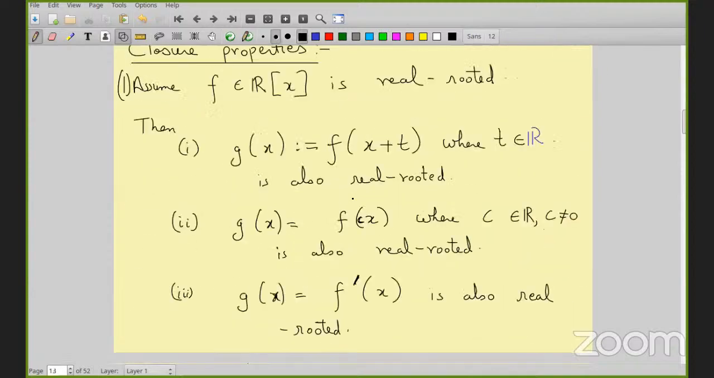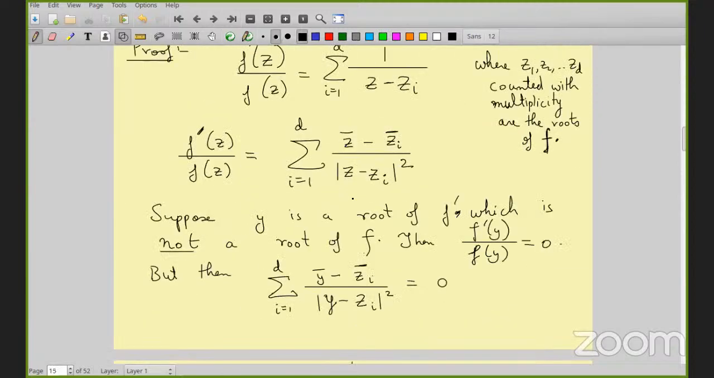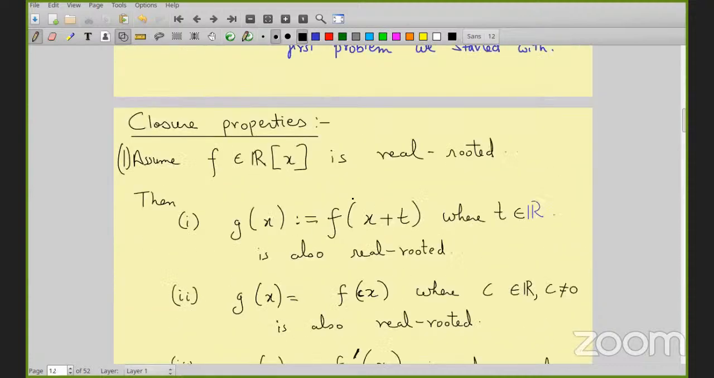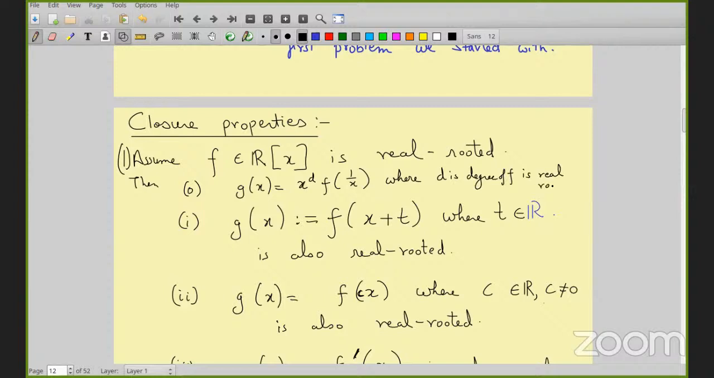There's one more operation I forgot to mention, which is also not hard to prove. Maybe let's do that right away because we'll need it now. Let me write it as a zeroth property. g(x) is written as x to the d times f(1 over x), where d is the degree of f. If f is real rooted, what is this polynomial? This is the polynomial which reverses the coefficients. And the fact that it is real rooted is again easy to see just by the factorization.